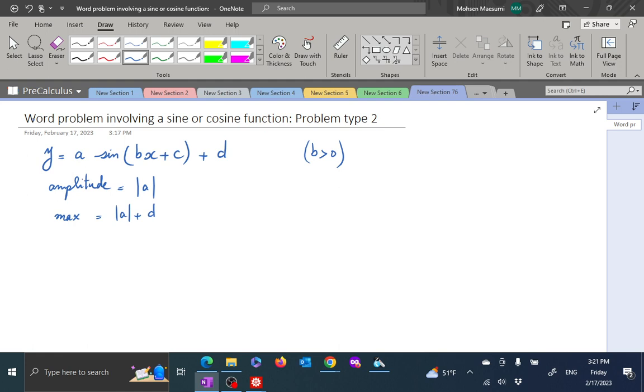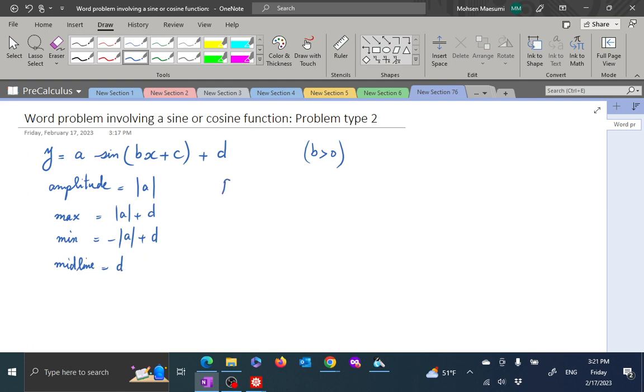The minimum, when we go to the lowest point of this, the absolute value is going to be subtracted from d. So the minimum point of the curve is going to be minus absolute value of a plus d. If you want the midline of your graph, midline is of course just d itself.